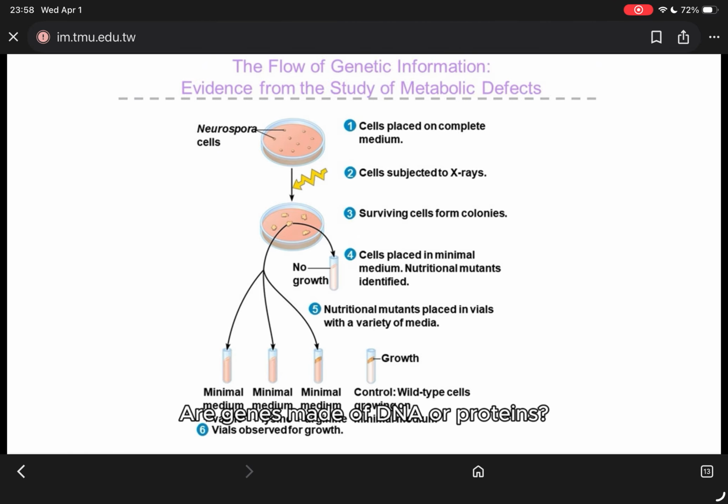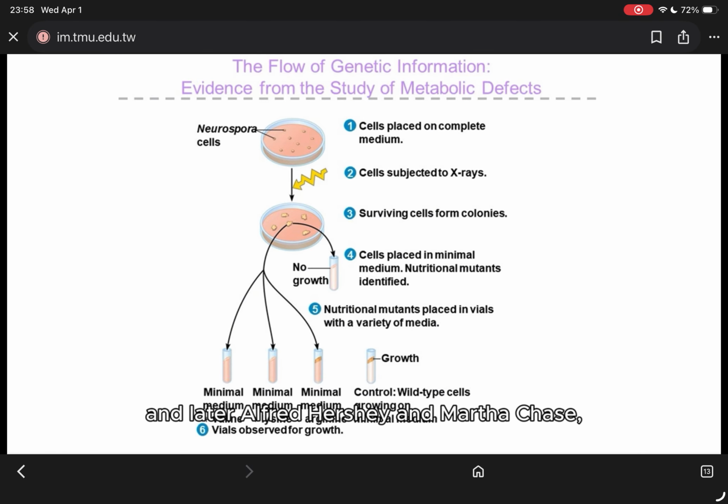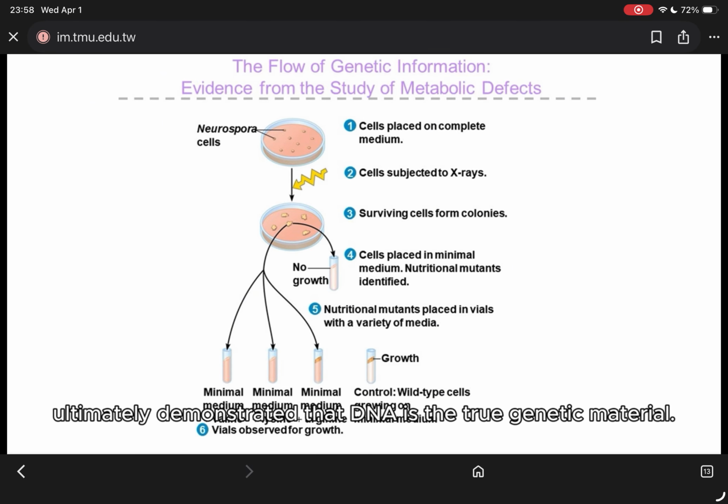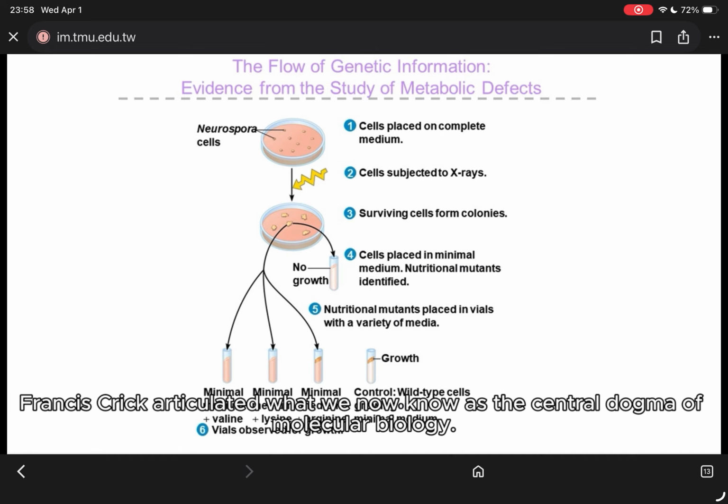Are genes made of DNA or proteins? Landmark experiments by scientists such as Oswald Avery and later Alfred Hershey and Martha Chase ultimately demonstrated that DNA is the true genetic material. Finally, in 1958, Francis Crick articulated what we now know as the central dogma of molecular biology.